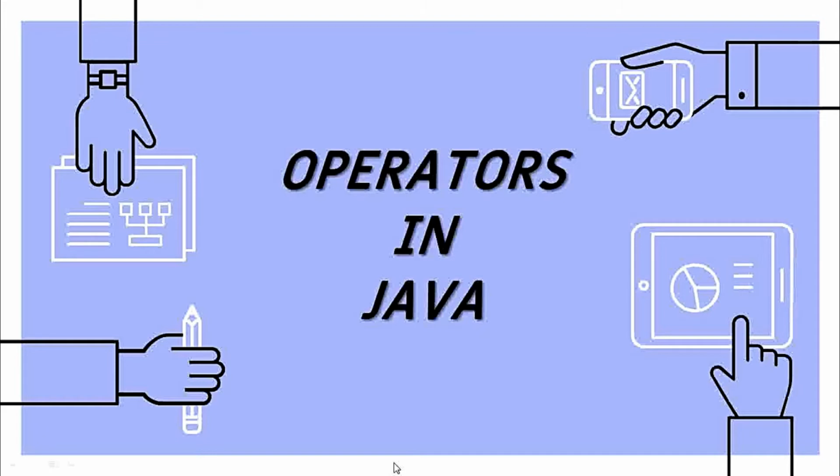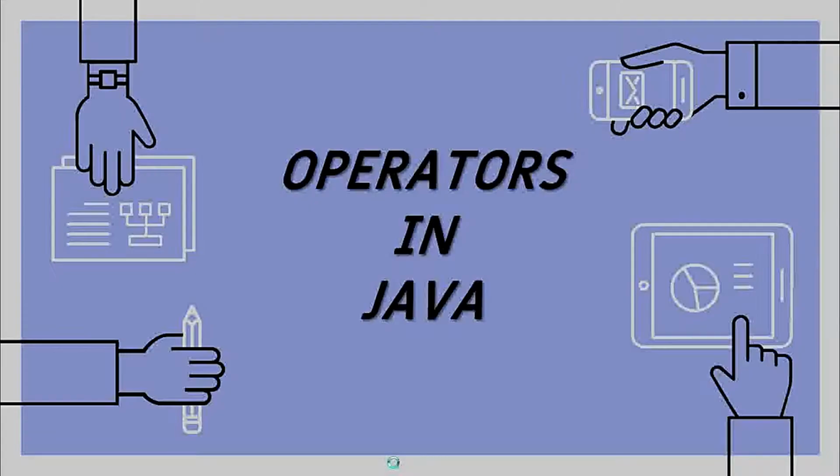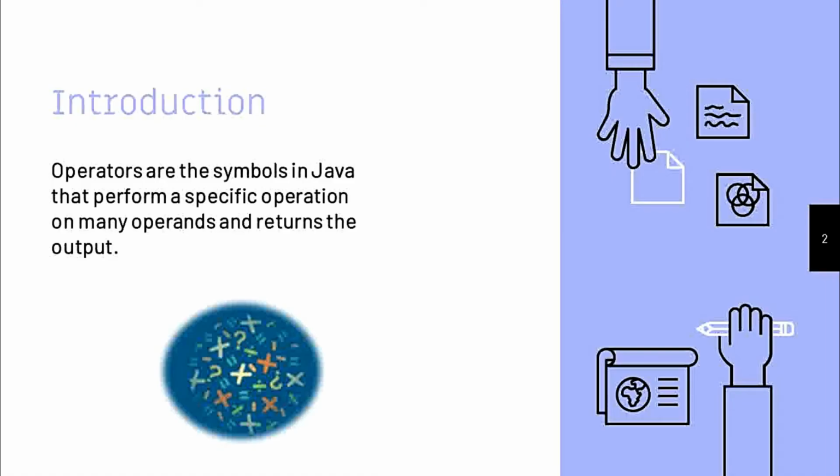So, operators in Java. Java provides a rich set of operators to manipulate a variable. Operators are nothing but the symbols in Java that perform a specific operation on many operands. Operands such as x, a, b, it can be anything, and it returns the output. Before knowing the arithmetic operator, let us know the types of operators we have.